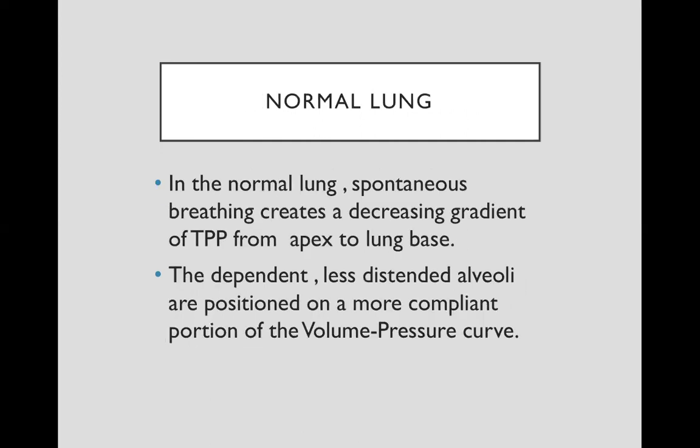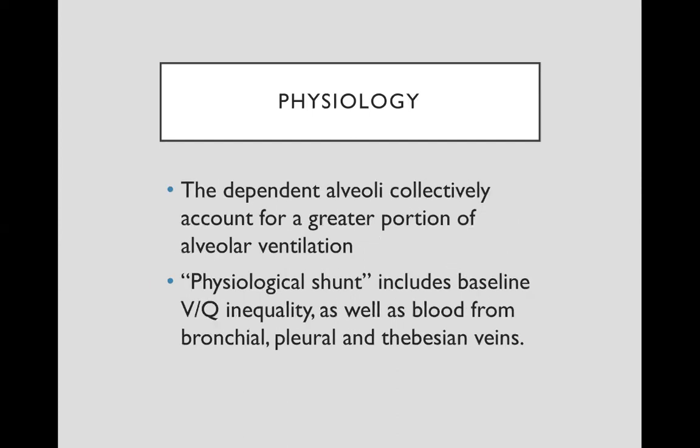In the normal lung, spontaneous breathing creates a decreasing gradient of transpulmonary pressure from the apex to the lung base. The dependent, less distended alveoli are positioned on a more compliant part of the pressure volume curve. The dependent alveoli collectively account for a greater portion of alveolar ventilation. This is important to understand because the dependent alveoli are commonly involved to a larger extent in many of the pathological conditions which we are going to be dealing with.